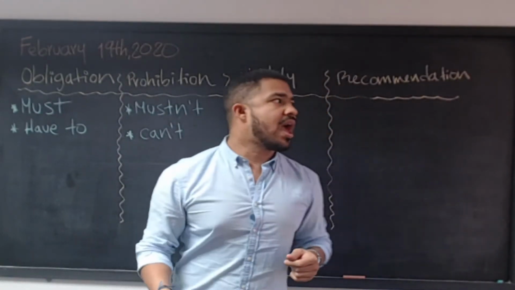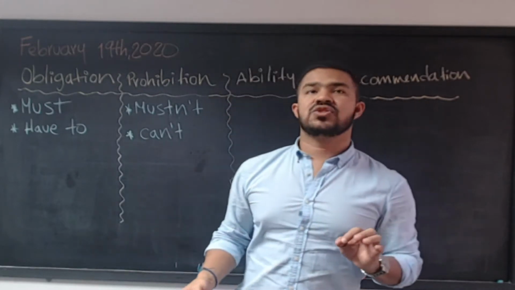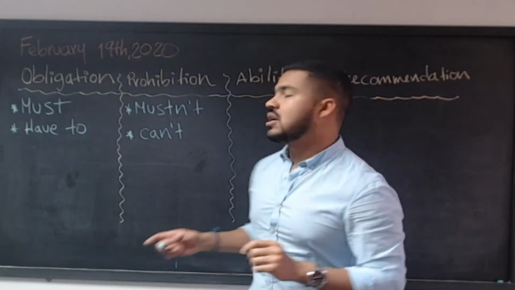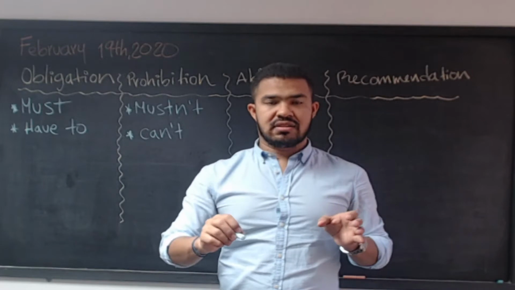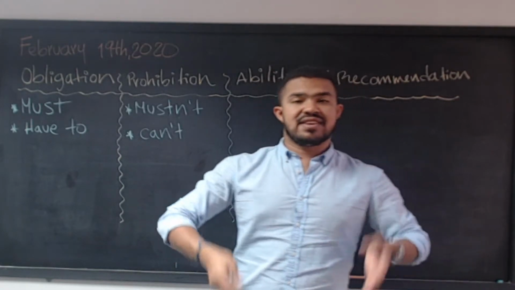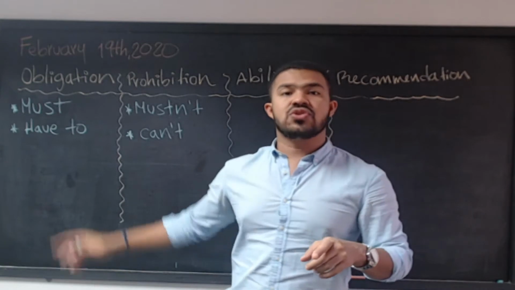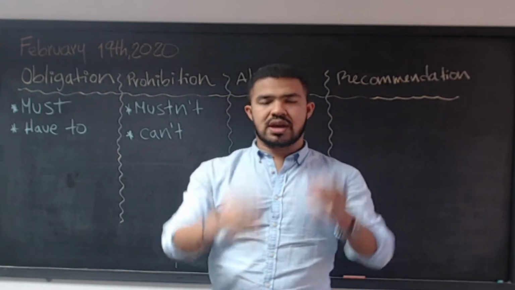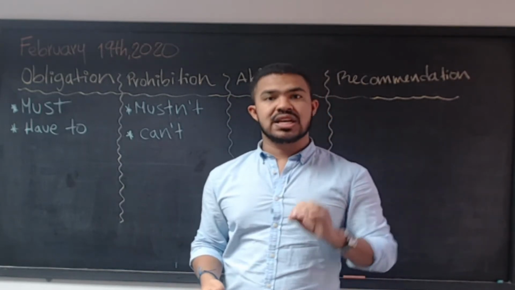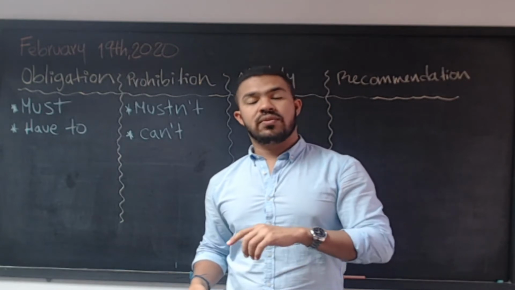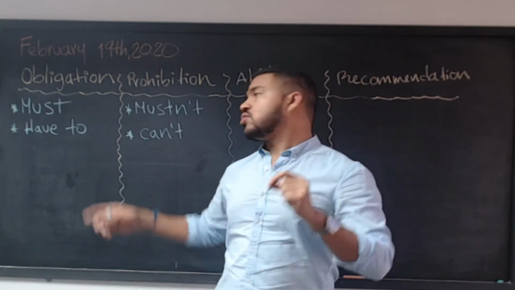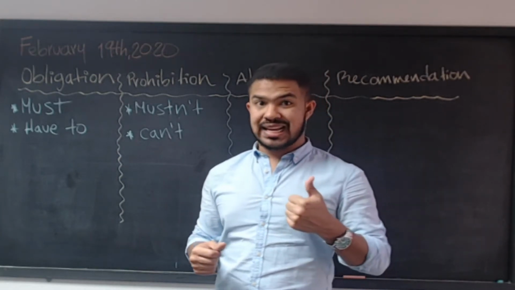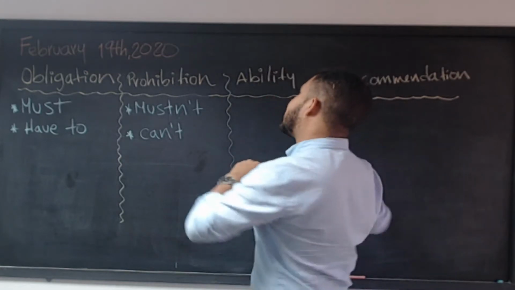For example, listen to me. Some cars can't use the bus way. Muchos carros en Bogotá no pueden usar la vía del Transmilenio. So you can't or you mustn't use the Transmilenio's road. That is a prohibition. You can't or you mustn't drive on the Transmilenio's way. Is that clear? That is a prohibition.